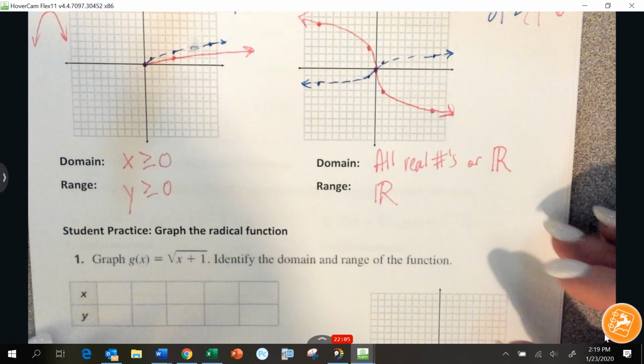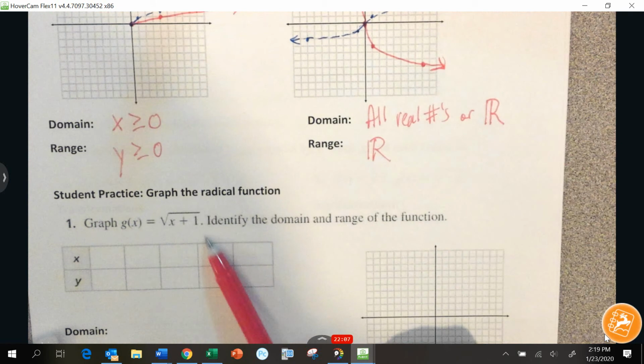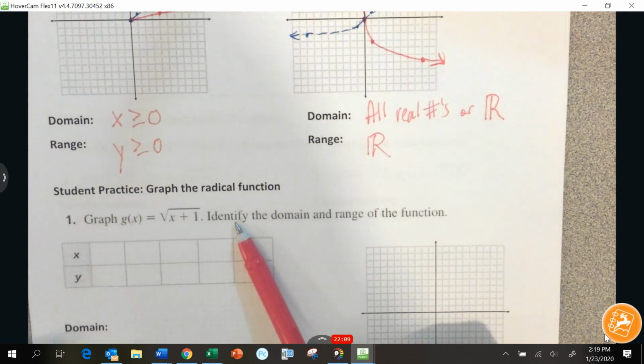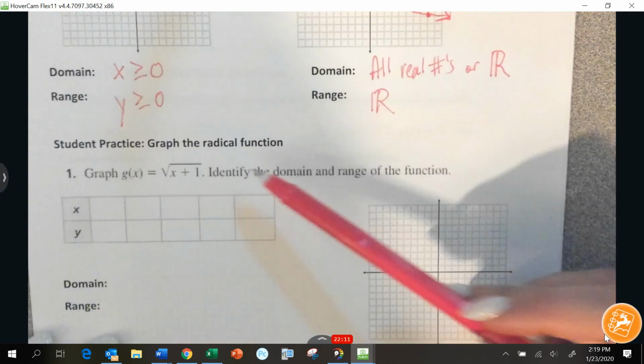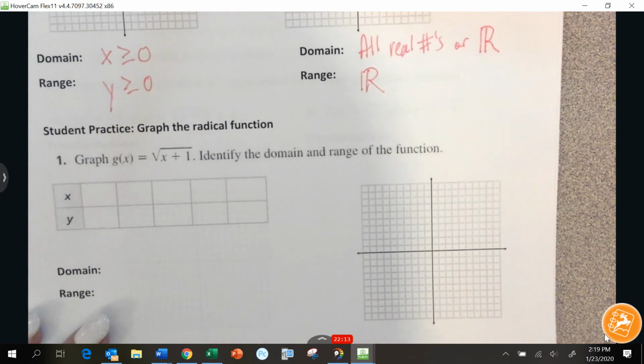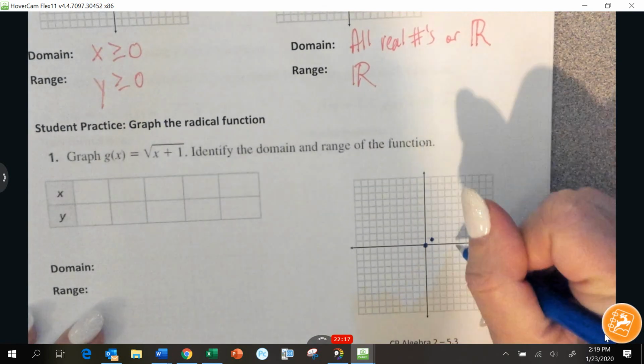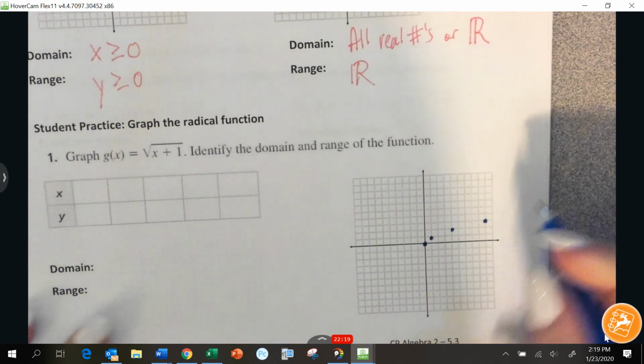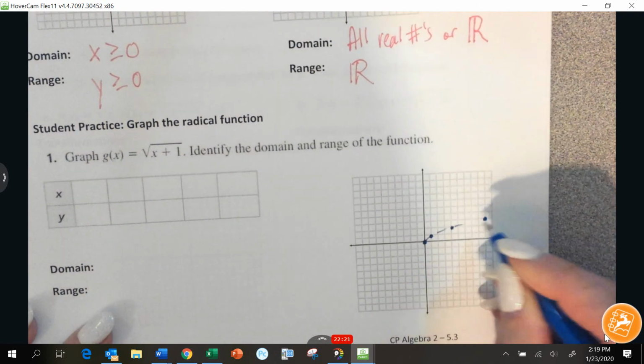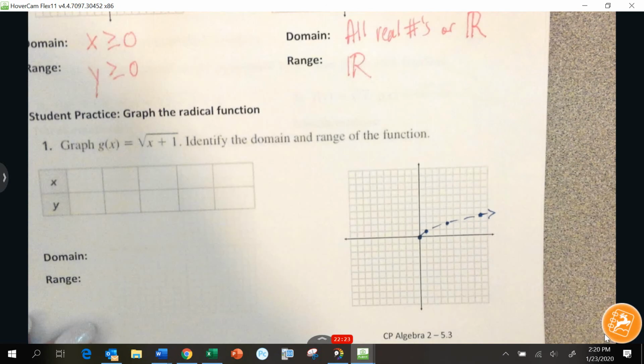Okay, the next one says graph square root of x plus 1. So this is square root. My parent function points are (0, 0), (1, 1), (4, 2), (9, 3). I know that because it's just square roots.